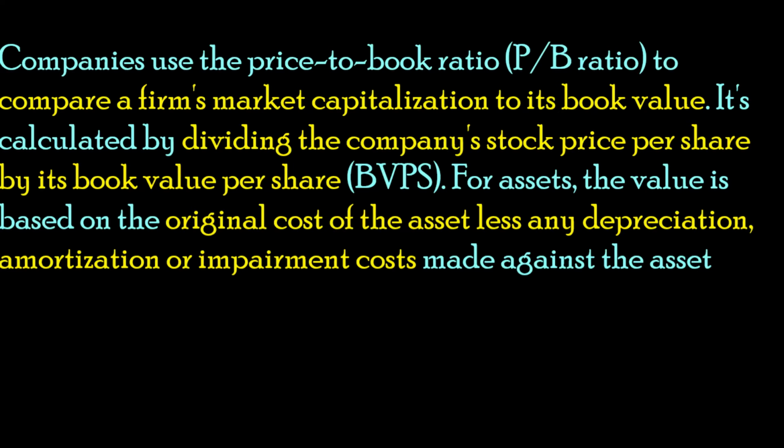Companies use the price-to-book ratio to compare a firm's market capitalization to its book value. For assets, the value is based on the original cost of the asset less any depreciation, amortization, or impairment costs made against the asset.